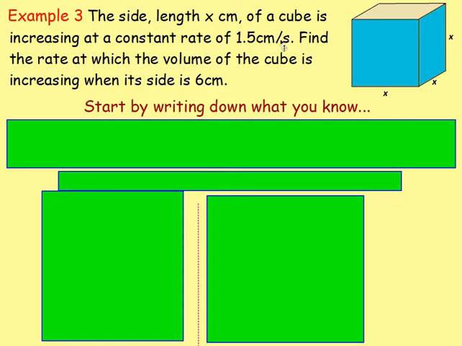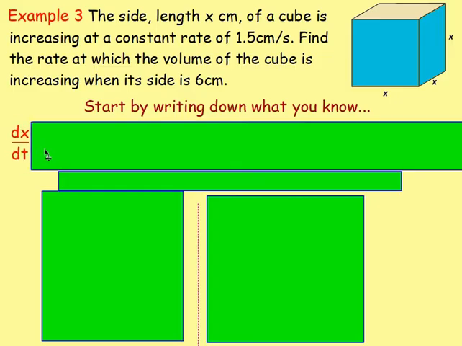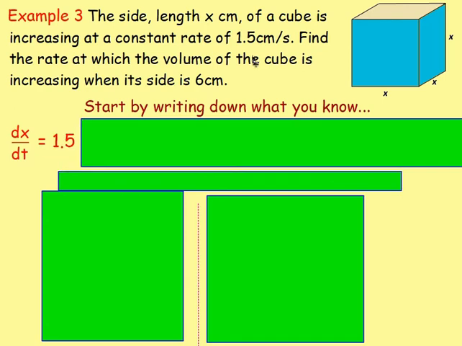The side length x, so we know the length is side x, so that's what we're picturing, of a cube is increasing at a constant rate of 1.5 centimetres per second. So we know the length is increasing depending on the time. So we know then that we can write that down as dx by dt. And that is equal to 1.5.